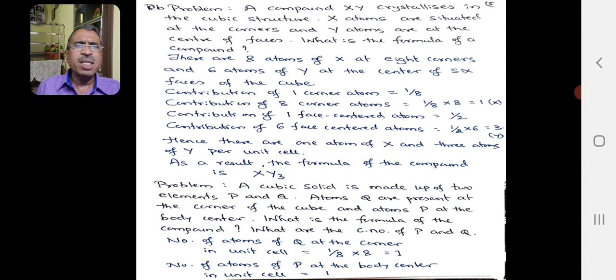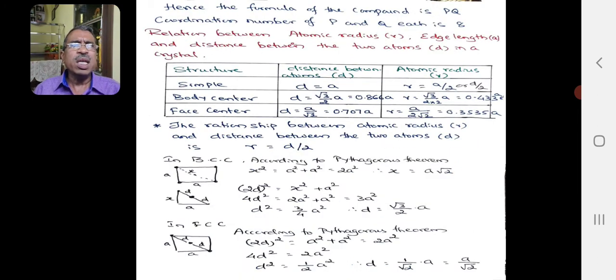Since it is body-centered, P is at the body center in the unit cell, that is also 1. Therefore, the formula of the compound is PQ. Sorry, the coordination number of P and Q is 8.